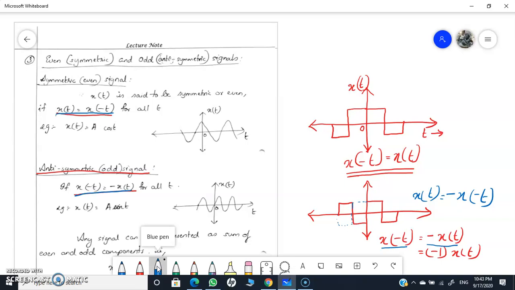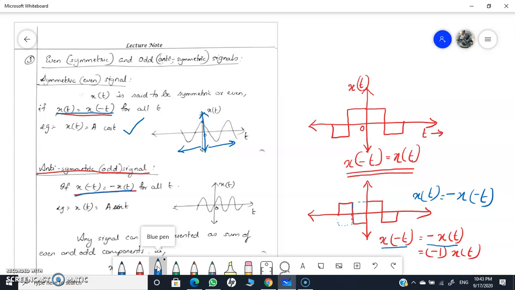The best example of an even signal is a cos signal, because if you are considering this particular signal, it is symmetric about the y-axis. That means if I am taking the mirror image about the y-axis, then this portion will be same as this portion. That is why the signal is known as an even signal. X of t is equal to x of minus t.